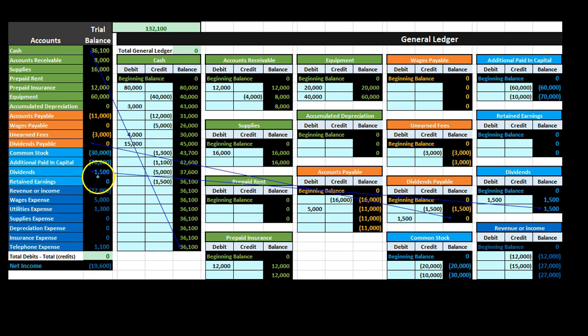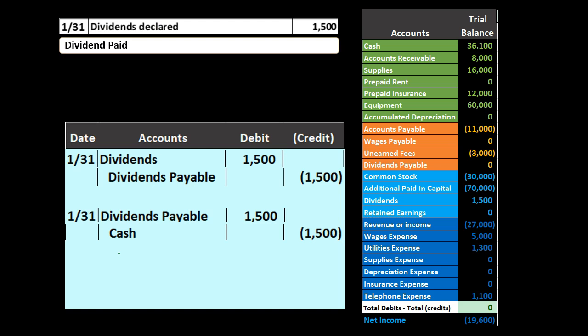And then the dividends here is coming from here. There's that 1,500. You only have one, so probably you don't need to put it there twice. But that 1,500 is here. So we're going to populate cash. Dividends payable didn't really change. And then the dividends. Then if we add up the debits minus the credits, it will equal 0. And we'll see that here and we'll be back in balance.